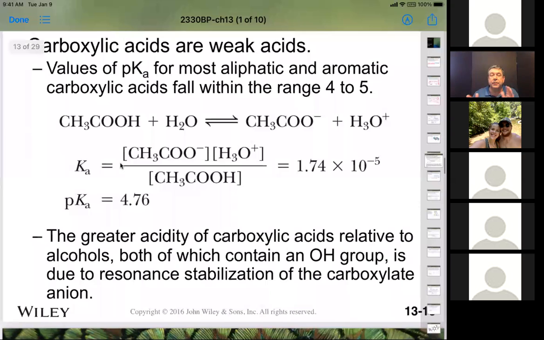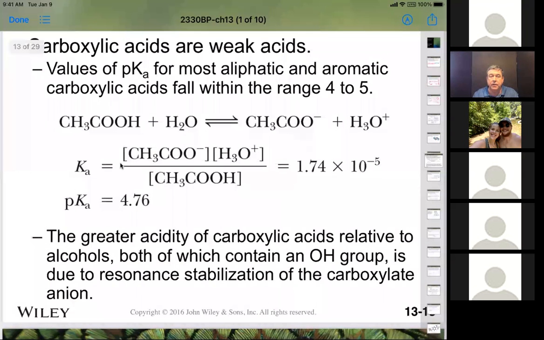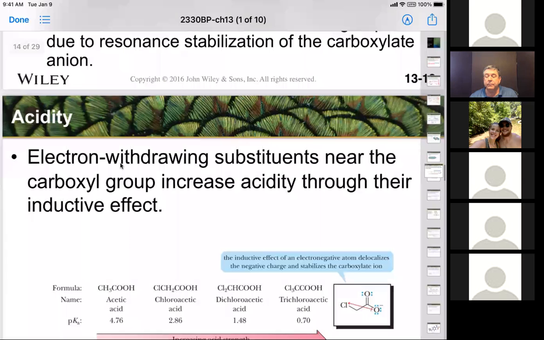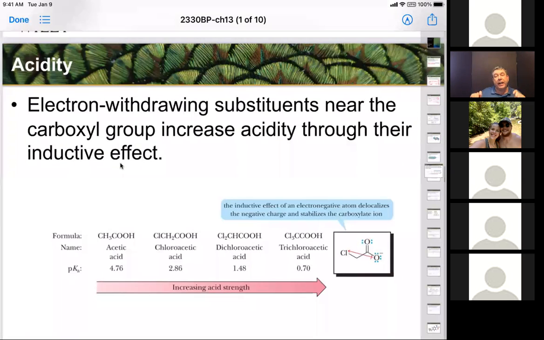And as such, it is freely soluble. The smaller carboxylic acids are freely soluble in water. Okay, but we can change the acidity of the carboxylic acid by having different groups nearby.